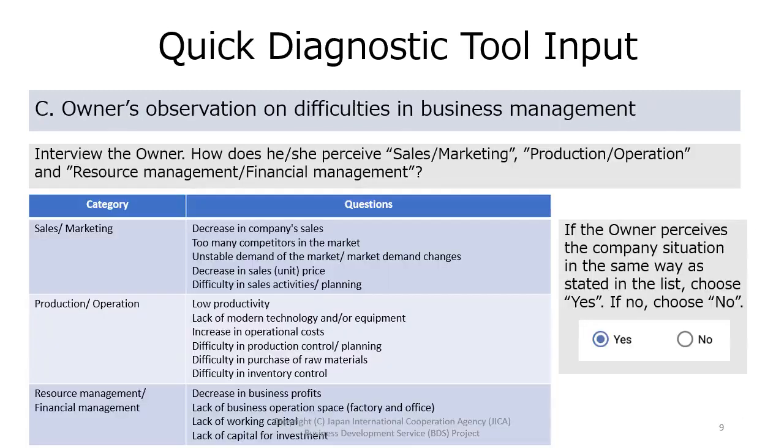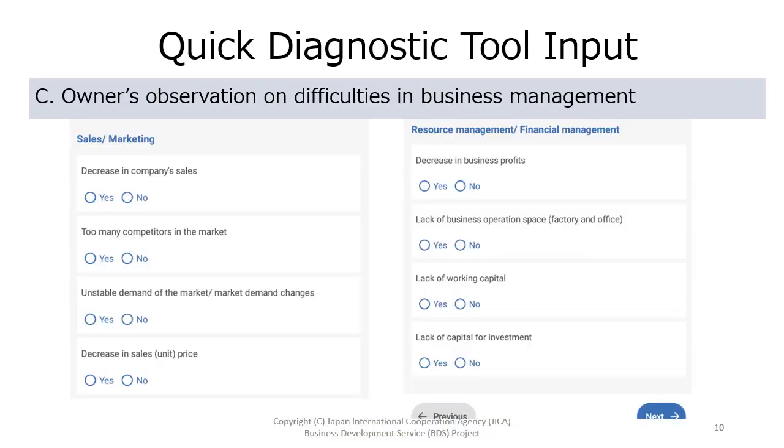In the next section, you ask questions related to sales and marketing, production and operation, and resource and financial management. It is a yes or no question that the owner will answer. Here are the sample questions. For example, you ask the owner, "Is your company sales decreasing?" If he says yes, you choose yes. If he says, not really, then you choose no.